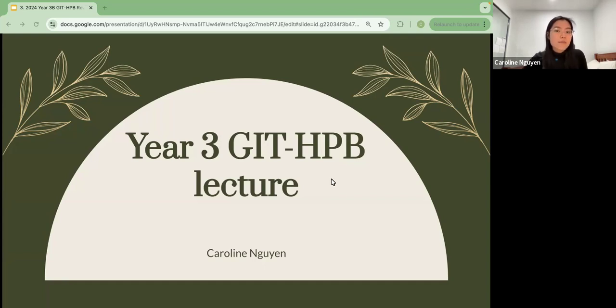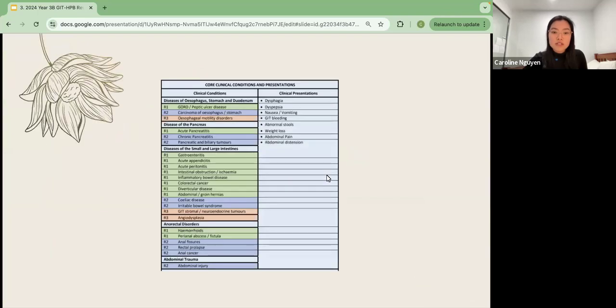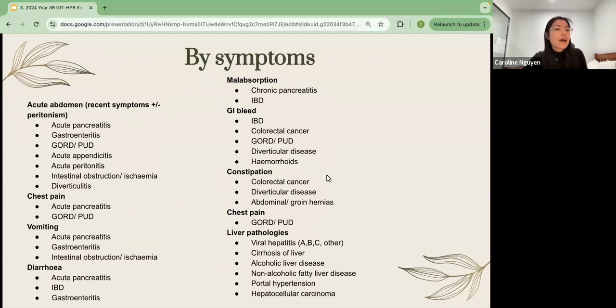We're going to be unpacking all of the R1 conditions, so these are the ones here, as well as the R1 hepatobiliary conditions. And these are the resources that I used for this presentation and resources I would recommend for your preparation as well. So I've categorized this presentation by symptom. Hopefully you can see it all. So I'm going to be unpacking them in this order as well.